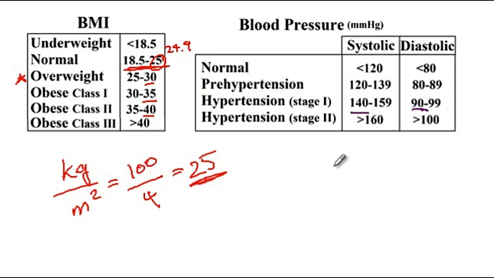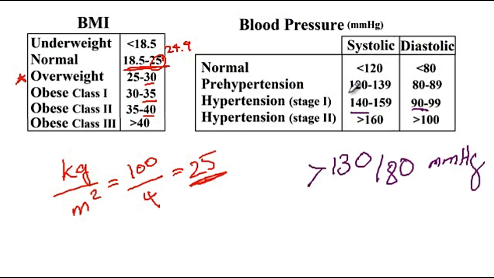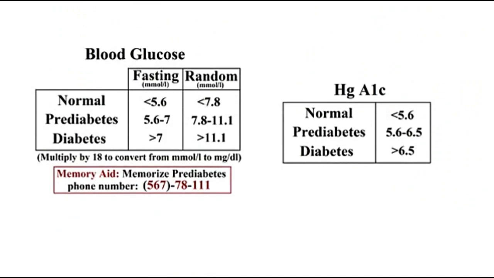So, do you know what the goal for blood pressure is in diabetic patients? For the past few years, research studies show that the goal is less than 130 over 80 millimeters of mercury. So while pre-hypertension is considered 120 to 139 over 80 to 89, for diabetic patients, the goal is to keep the blood pressure less than 130 over 80 millimeters of mercury.